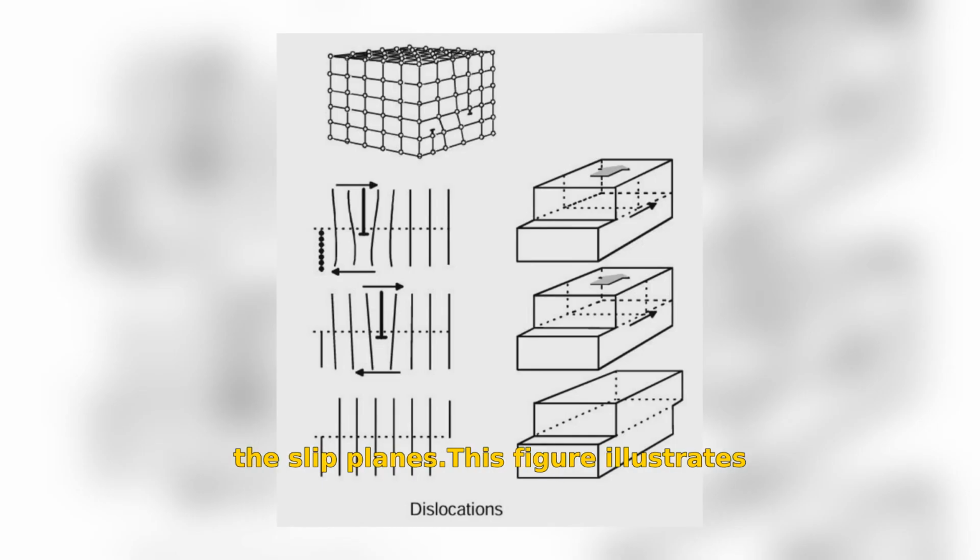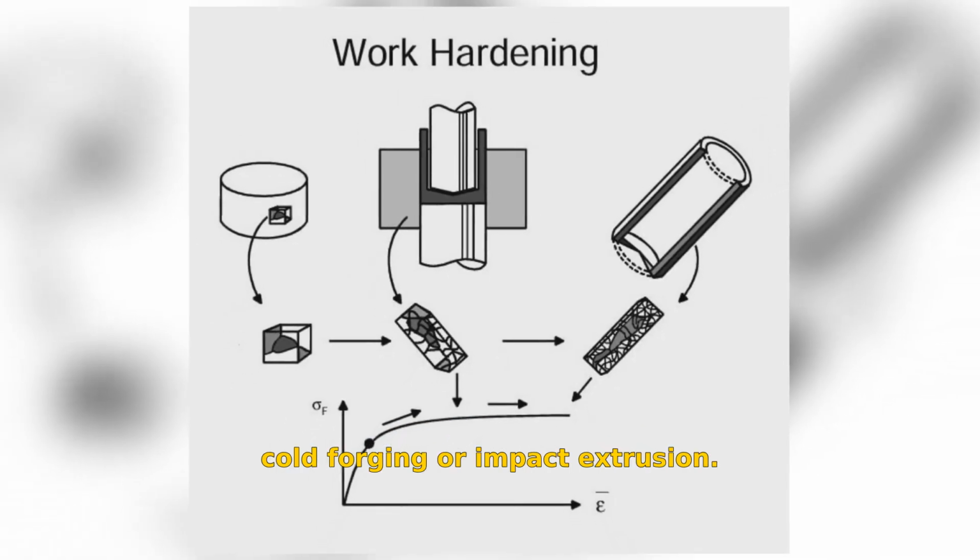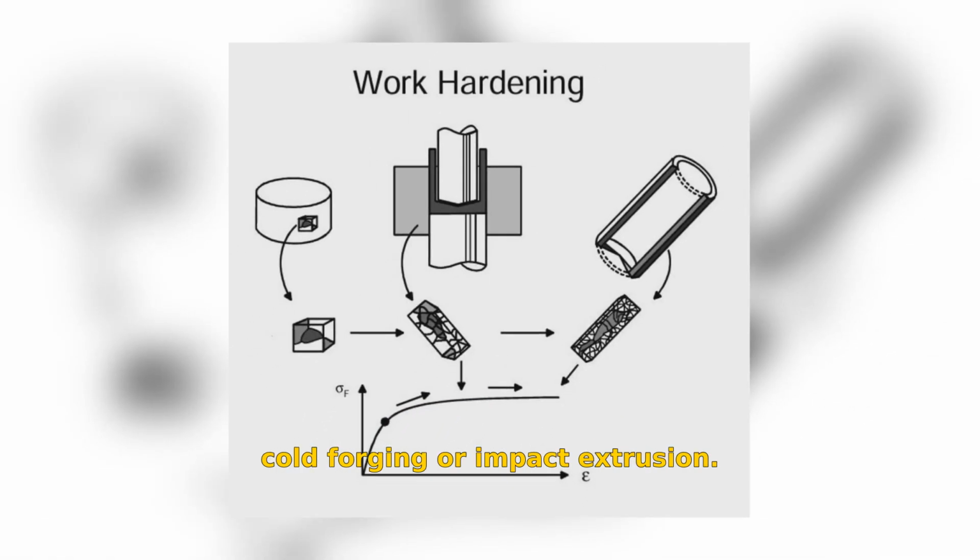This figure illustrates a cold metal process called cold forging or impact extrusion. A cylindrical blank is cut from an extruded rod. When it is subjected to plastic deformation during the extrusion operation, dislocation sources will be formed inside each grain under the influence of external forces. The metal is strengthened by the deformations.